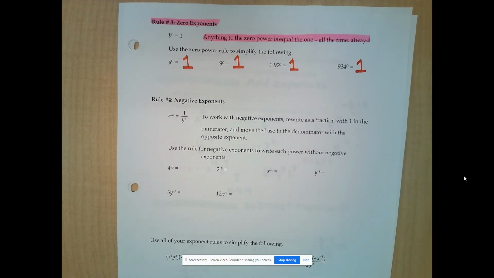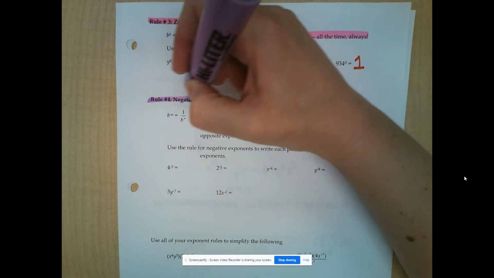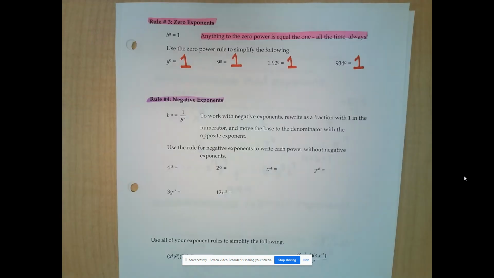Rule number 4, our final rule in this set of notes, negative exponents. This is the one that you may want to rewatch.